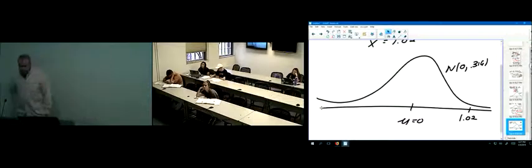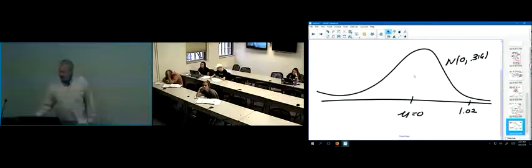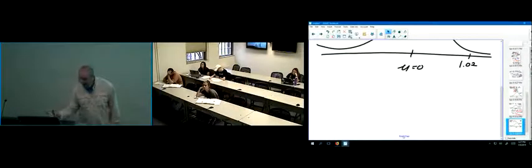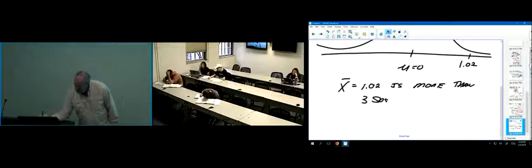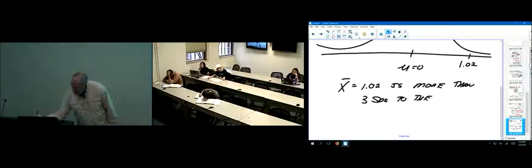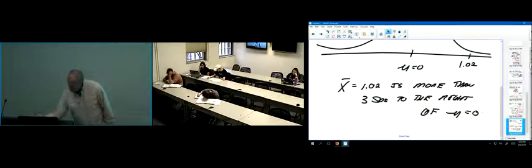How far out the tail was 1.02? Yeah, I know. Just looking at it here, 1.02 is only 1.02 points to the right of 0, yes? How many standard deviations to the right is it? Oh, wow. X bar equals 1.02 is more than 3 standard deviations to the right of mu equals 0.